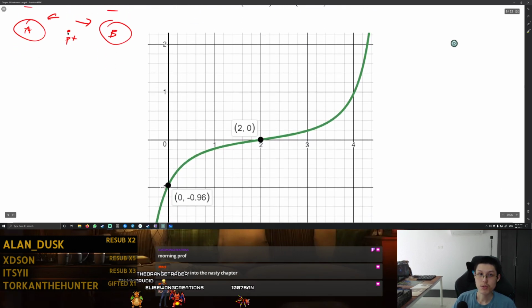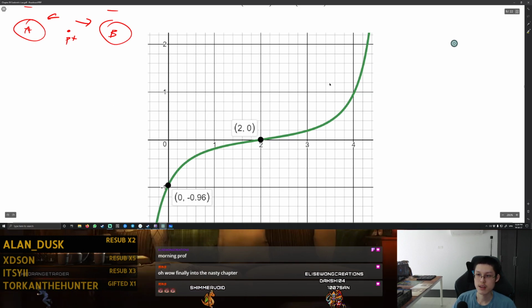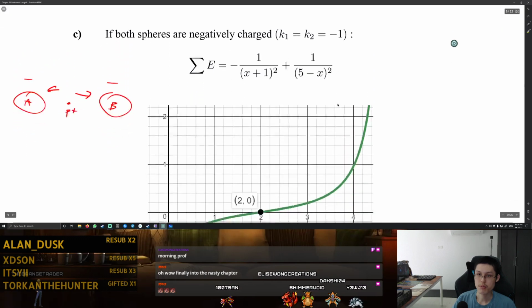If I put it towards A, it's going to move towards A, which means you should have a negative electric field strength. If I put it closer to B, it's going to move towards B, so it's going to have a positive electric field strength because it's moving to the right. So that's why you get this graph here. Okay? So that's how you make sense of this graph.